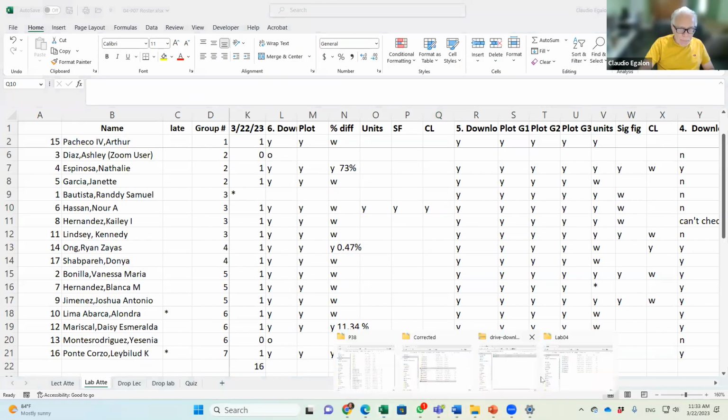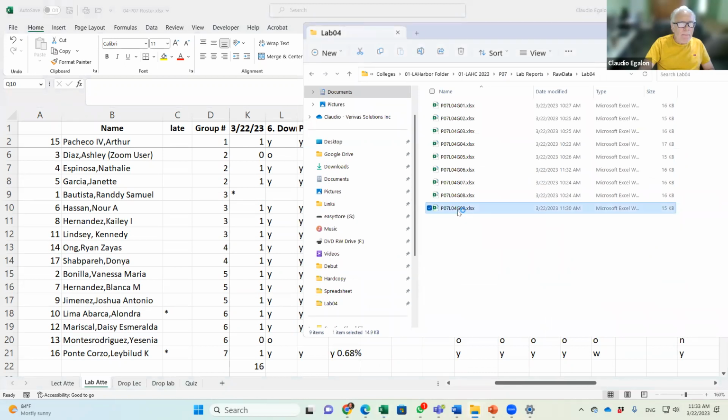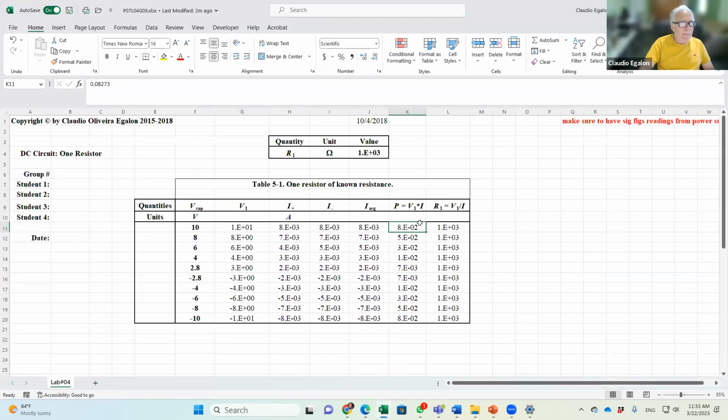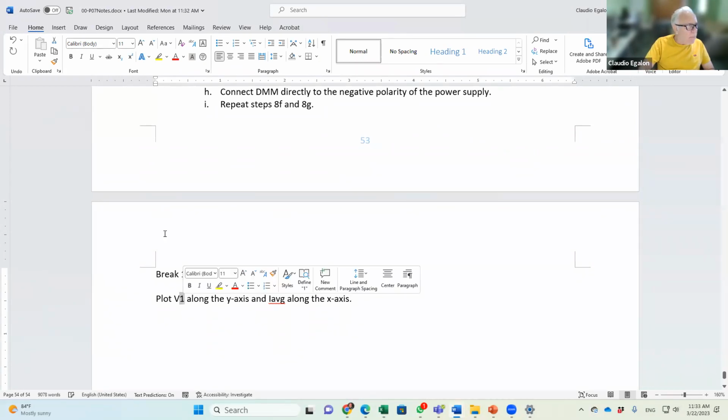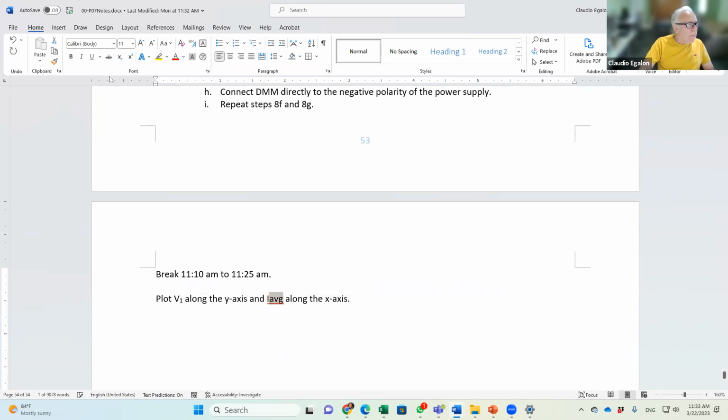Now, it's V1. Okay, it's V1. Plot V1 along the y-axis, and IAVG along the x-axis. Okay. Sharing the screen, right?